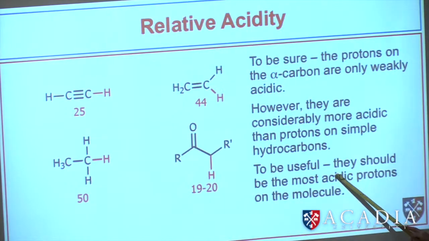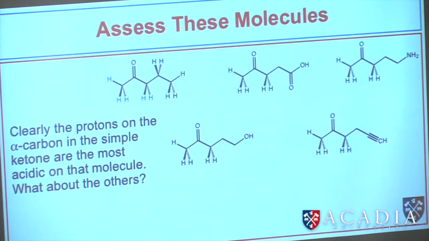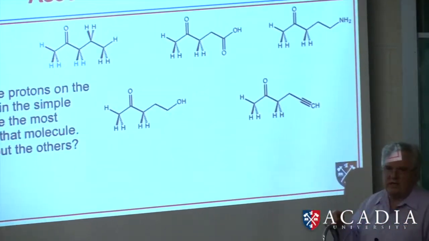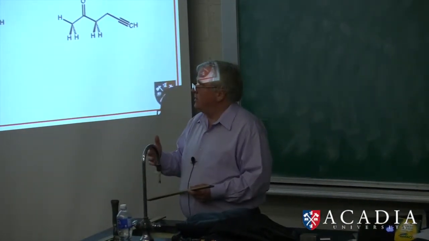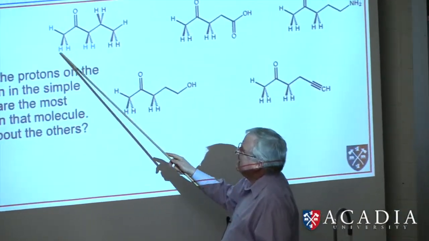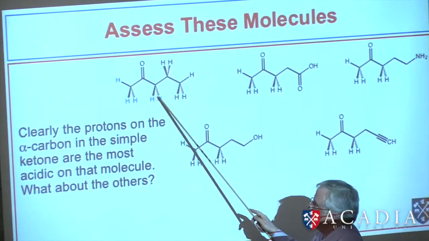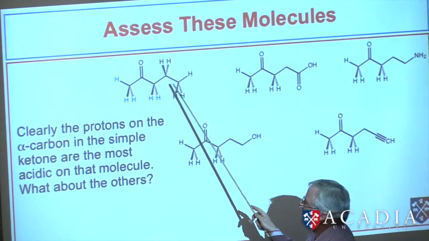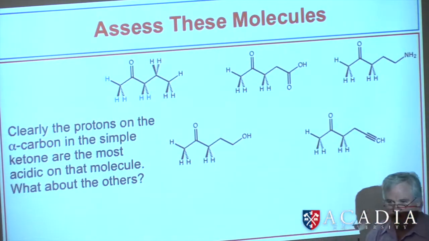To be useful, they need to be the most acidic protons on the molecule. So we need to be able to start taking a look. We're starting to get a lot of chemistry with different functional groups. We need to now be able to look at molecules and start assessing where they would be reactive. So here we've drawn a ketone, and I've just made the acidic protons blue, and they're the ones that are closest to the carbonyl group. These would all be relatively acidic, at least relative to the rest of these. They would be the most acidic protons on that molecule.